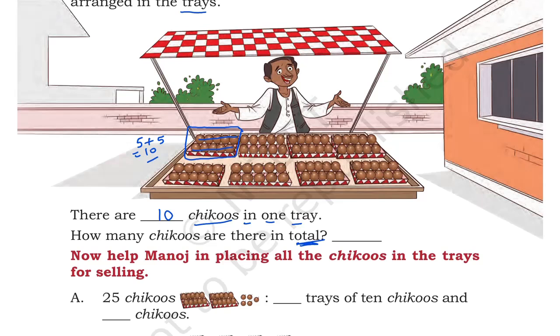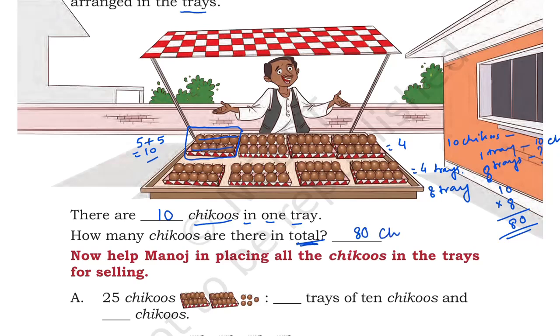Let's look at the number of trays. We have 4 here and 4 trays here. So total of 8 trays and one tray has 10 chikus. Okay. So 10 chikus are there in one tray. Or we can say one tray has 10 chikus and then 8 trays will have how many chikus? So 10 multiplied by 8 will give you the answer that there are a total of 80 chikus.